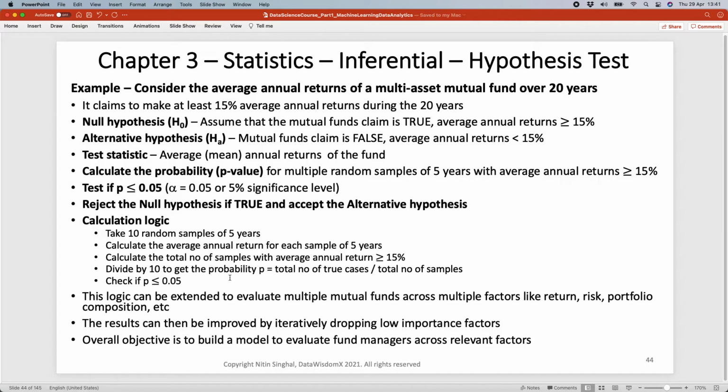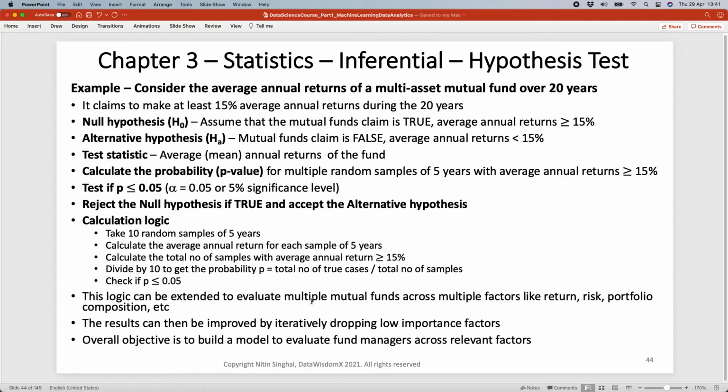That's generally how you would calculate the probability, which is the probability of occurrence of that particular event. In this case, sample average returns being greater than or equal to 15%, divided by the total number of events, which is the 10 samples. Now you can check this probability, which is the total number of such true cases divided by the total number of samples, against the significance level of 5%, or 0.05.